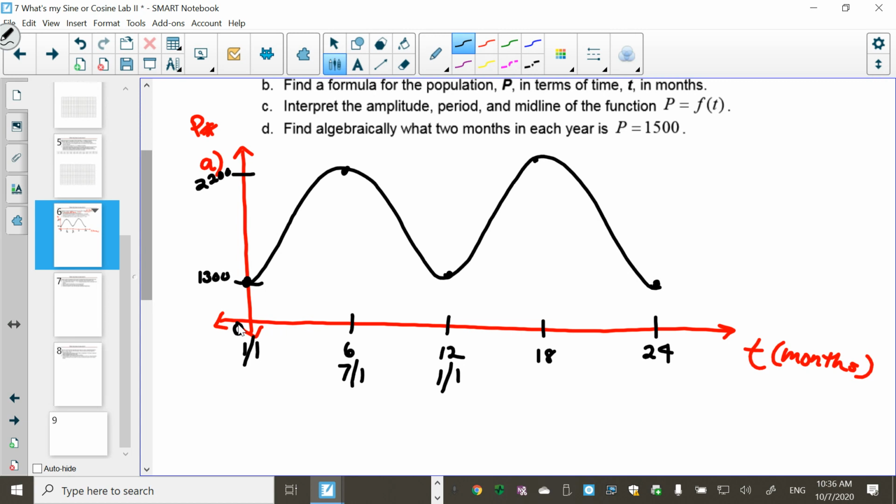Now, on a quiz, I might ask you to do 1 year, but I just did 2 years there. So you can see it's going to keep repeating. So there's my sketch. So I took the data they gave me and I sketched a possible graph of what's going on, right? Now B says, find a possible formula for this population for time. So we're going to use P's and T's when we get all done, and that's important that you know that.